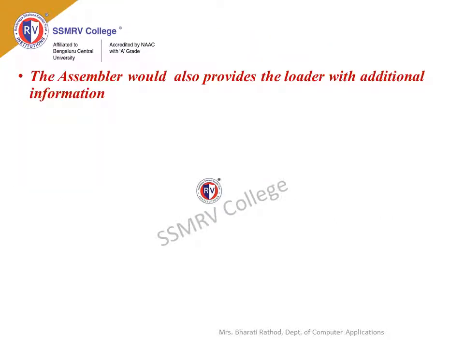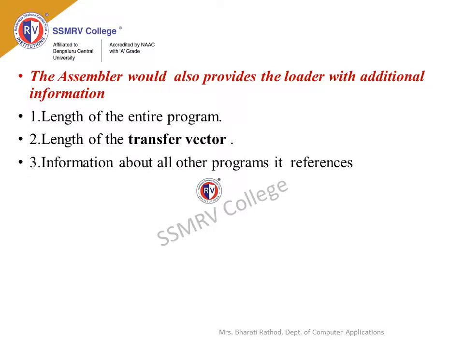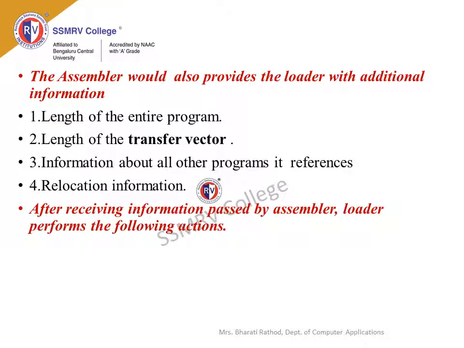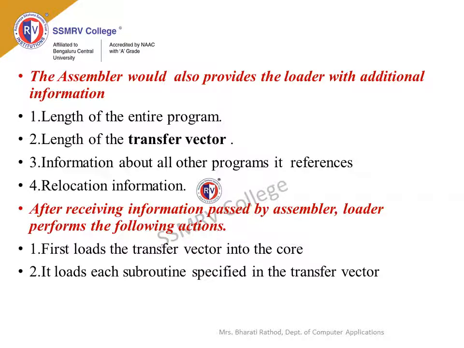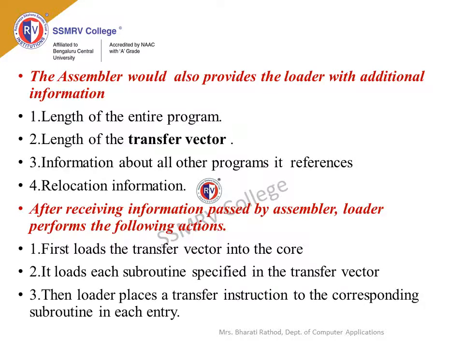The assembler would also provide the loader with additional information like the length of the entire program, the length of the transfer vector, information about all other programs it refers to, and relocation information. After receiving the information passed by the assembler, the loader performs the following actions. First, it loads the transfer vector into the core. It loads each subroutine specified in the transfer vector. Then the loader places a transfer instruction to the corresponding subroutine in each entry.